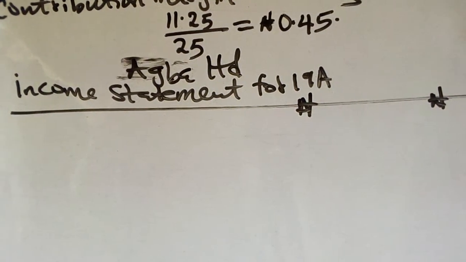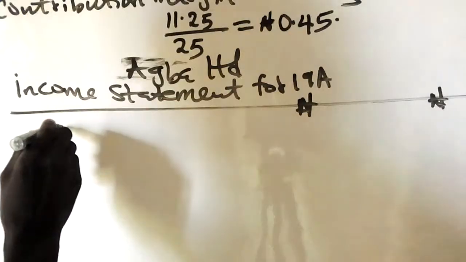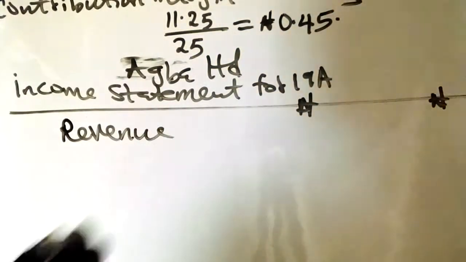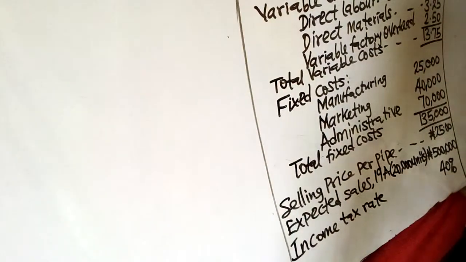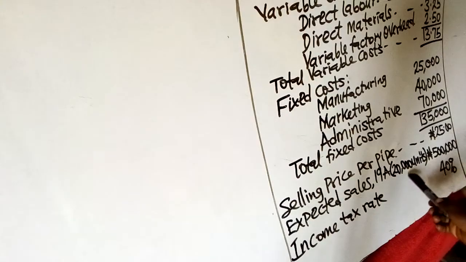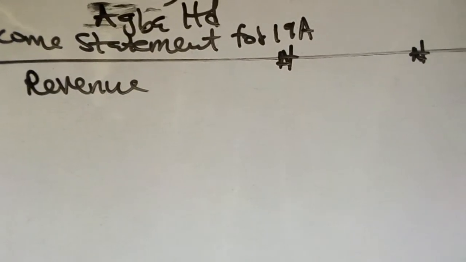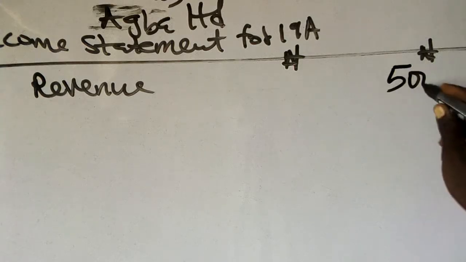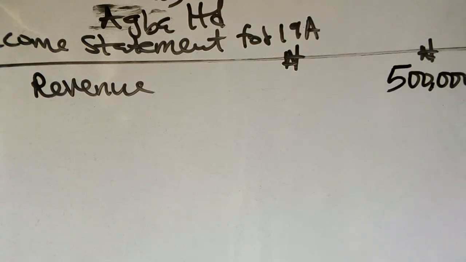Your income statement used to start with sales or revenue. How much is the revenue from 19A? The revenue from 19A, expected sales, 19A, 20,000 units, and the value is 500,000. That means the revenue from 19A is 500,000.